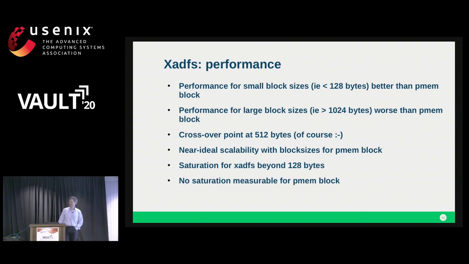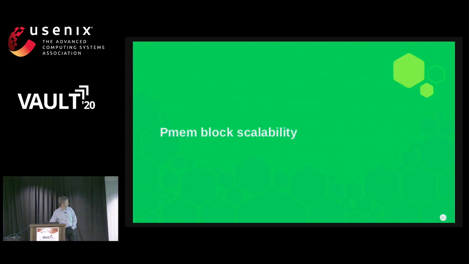I thought, hey, cool. Might have some significance, but if there's any, I haven't found them. And so for PMA block, we have a near ideal scalability. For my file system, we run into a saturation beyond 128 bytes and simply wouldn't go any further. But for the block device, there simply is no saturation measurable. It's essentially a straight line, which I thought, perfect scalability?